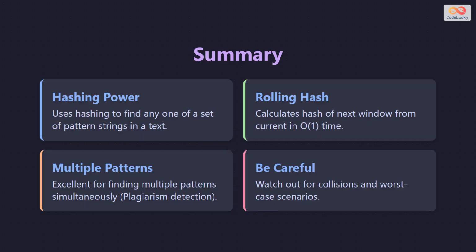To summarize, Rabin-Karp uses the power of hashing to efficiently find patterns. The rolling hash technique allows for fast updates, making it excellent for applications like plagiarism detection, where you might search for multiple patterns at once.